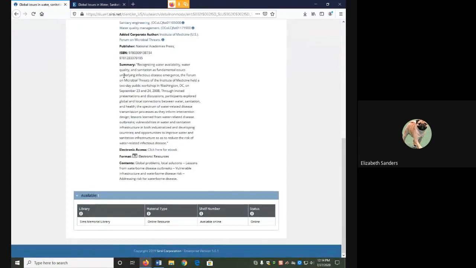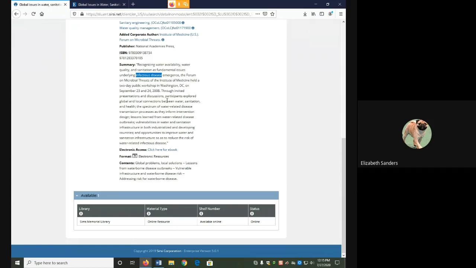You can also look in the summary and the contents note in the library catalog or in the abstract if you're using one of the article databases. The summary, contents, and abstract all give you an idea of what's in these sources, a little bit of a summary. So in my summary, it mentions that water availability, water quality, and sanitation are fundamental issues underlying infectious disease emergence. Well, infectious disease then might be a related term.